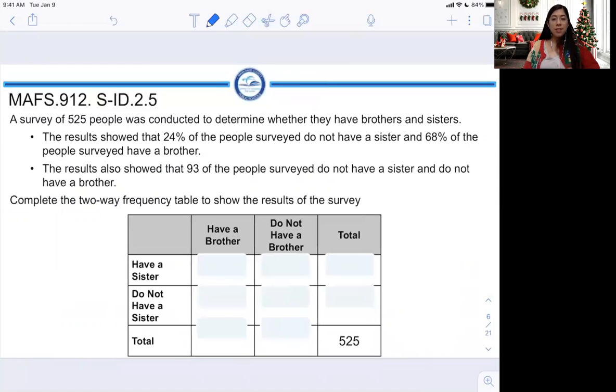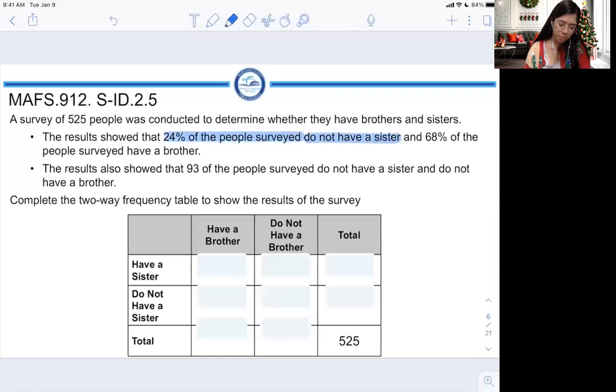Okay, now here's a hard one because now they tell you some information and you have to use it to fill in the blanks. And I know for sure there's going to be one like this on the test because I saw it on last year's test. All right, so here we go. A survey of 525 people was conducted to determine whether or not they have brothers and sisters. The results showed, this is where we highlight, that 24% of the people surveyed do not have a sister.